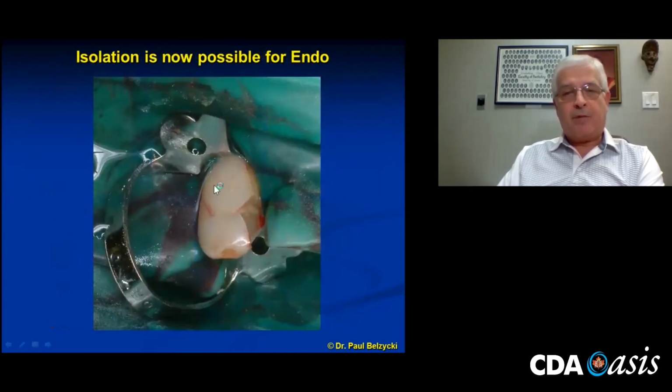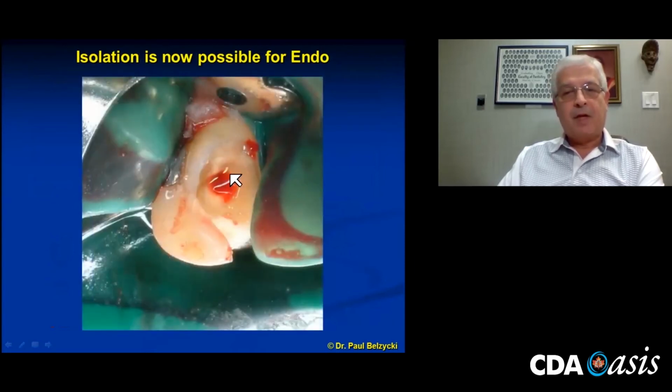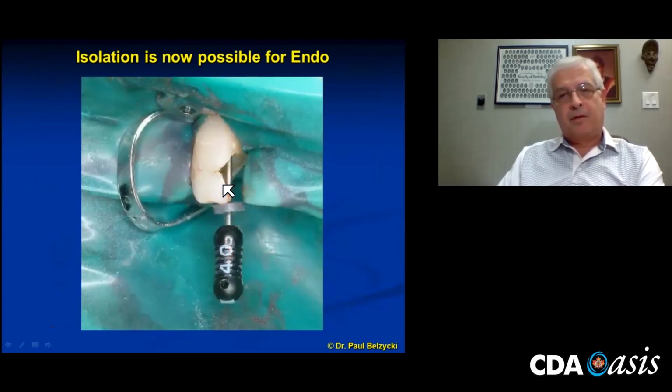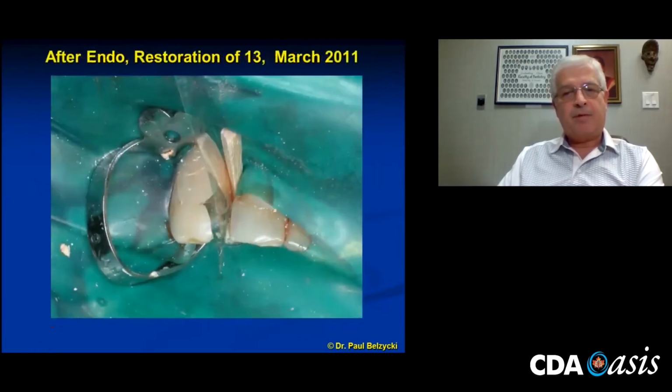So now with that restoration, I could place a clamp on this tooth relatively atraumatically, and then do the endo conventionally from the lingual. And that's how it was done.